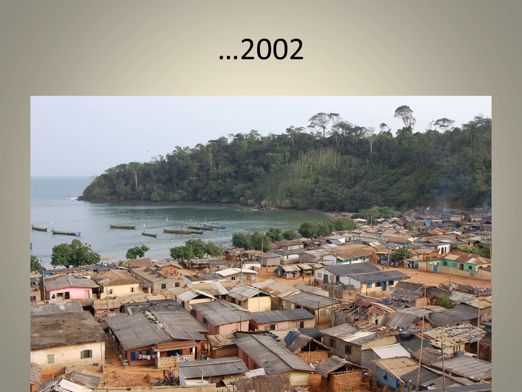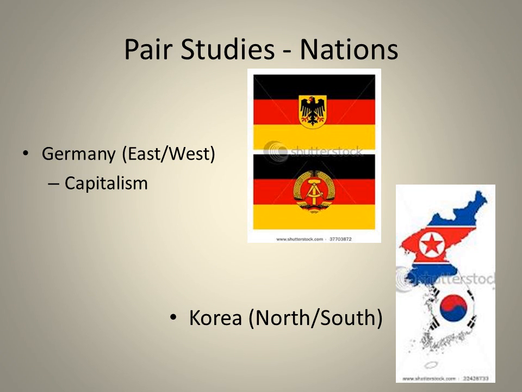And why does Africa remain the same after 50 years and not have GDP per capita growth? Pair studies have been done on nations, including Germany and Korea, talking about capitalism versus communism. They show that communism is not as effective as capitalism when talking about growing GDP per capita.